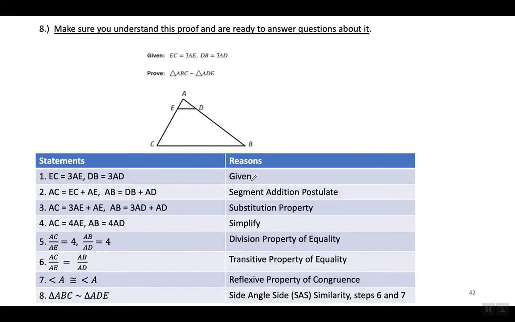All right, question 8. Make sure you understand this proof and are ready to answer questions about it. So look at this before the test, look it over and make sure you understand it. Go through it slowly because there's going to be questions on this proof.